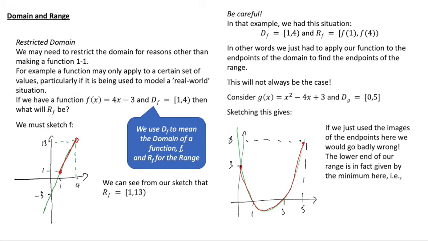In fact, the lower end of our range in this situation is given by the minimum, and that happens to be -1, which you could work out using your knowledge of quadratics, and this gives us a range from -1 up to 8. So be very careful with working out ranges and domains, certainly with working out ranges from domains, because tricky things can happen.